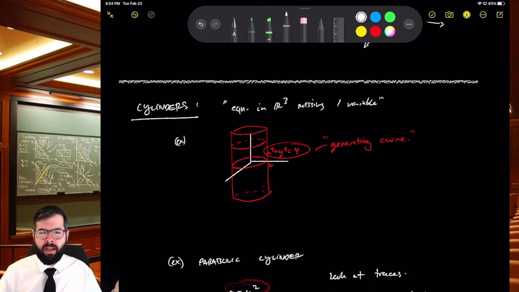I'll tell you that I have not committed these graphs to memory. I reason through the traces every time myself. So just by looking at the equation, I reason out what this thing is. That's a helpful way to go.